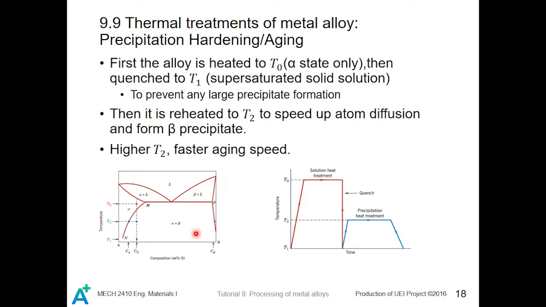For higher T2, the aging speed will be faster. It is pretty logical, because at higher temperature the diffusion rate is much higher. So if you plot the temperature with respect to time, you will have the following. First we heat it to T0, and then we quench it, and then we heat it to T2. And then we reduce it to room temperature.